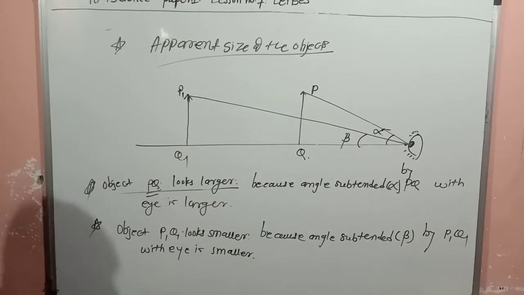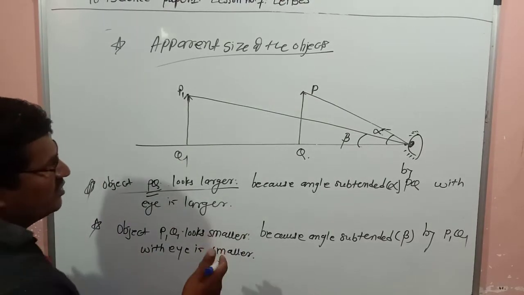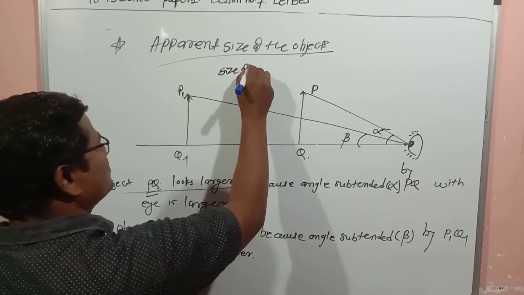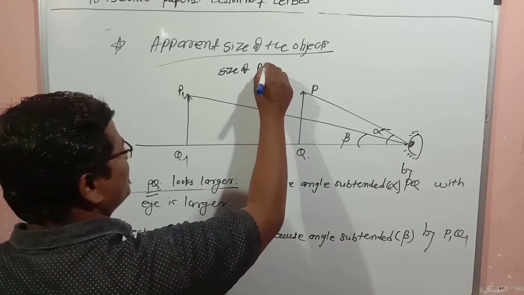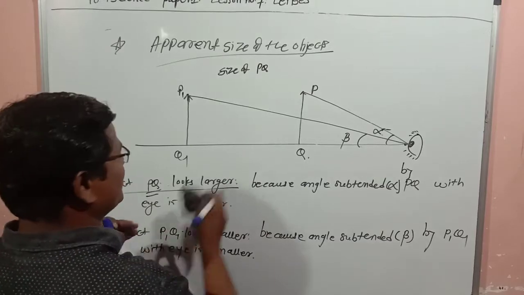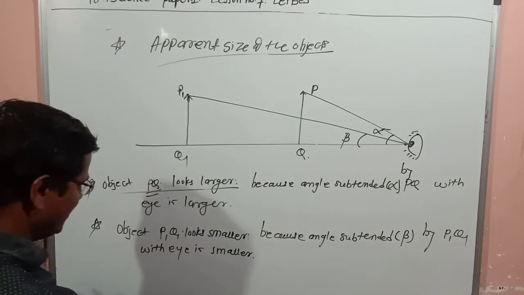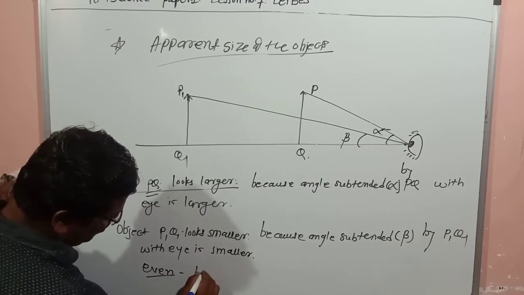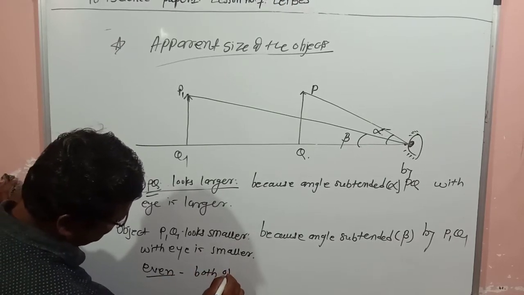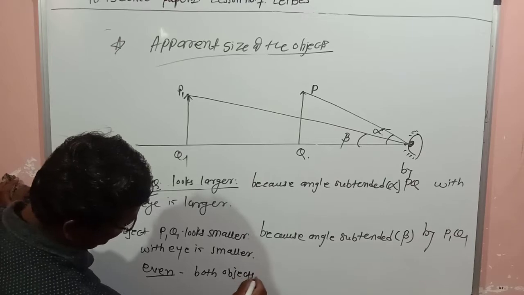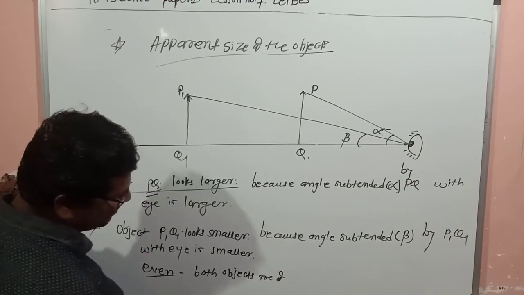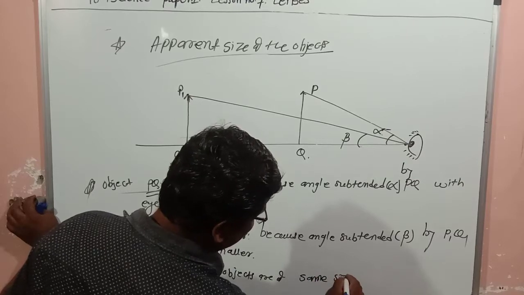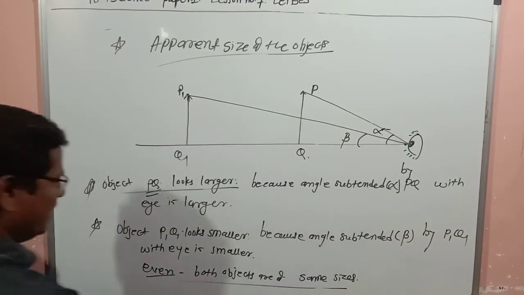and because of that, even though both objects are of the same size, even their size is the same, one looks smaller.